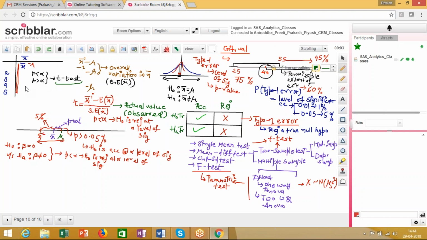So over here, we start off with the single mean test, or the case where we are trying to assess, or conjecture, whether the mean is of a particular value or not. So that is where we talk about the single mean test.